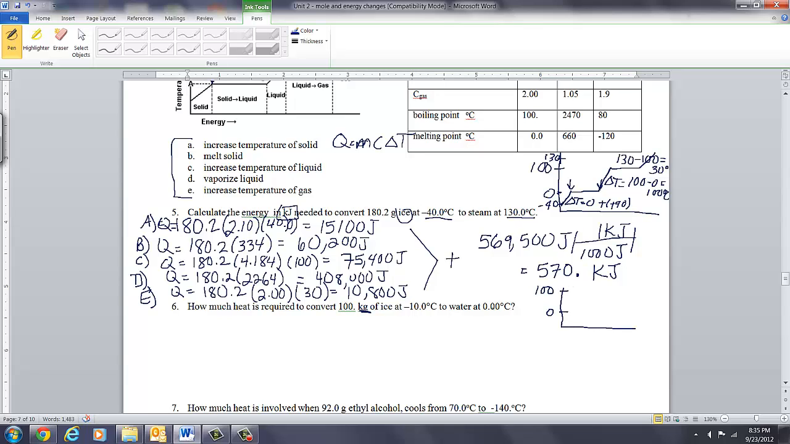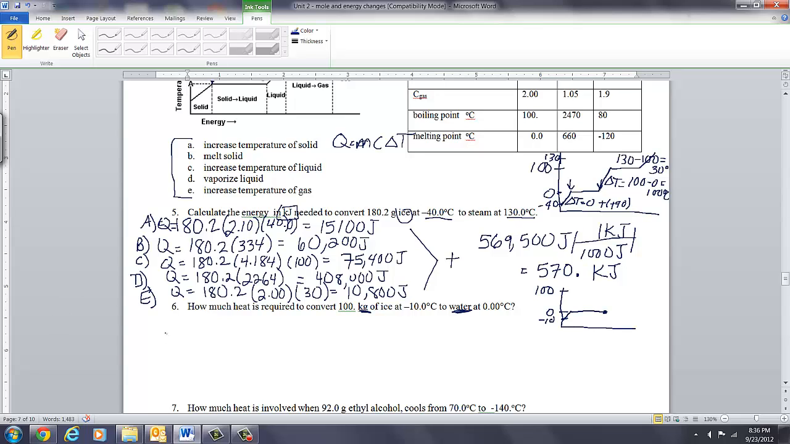So where am I going? I'm starting at minus 10. So I'm going to have to warm up to 0. And then at 0, what do I do? I start melting. And then it says right here, I'm starting, but I'm stopping once I get to the water. So I'm going to stop right there. So I only have 2 steps that I have to do.